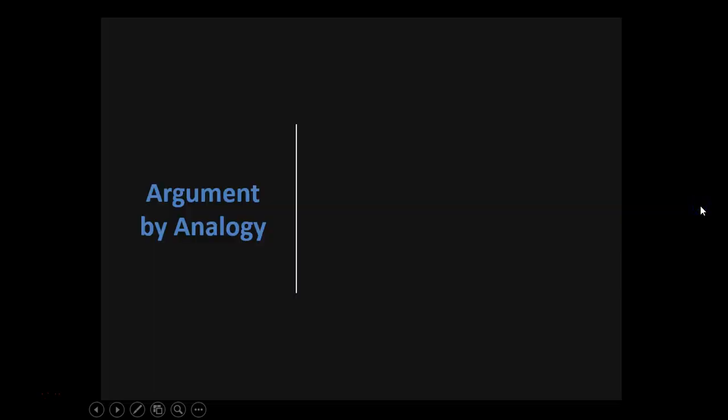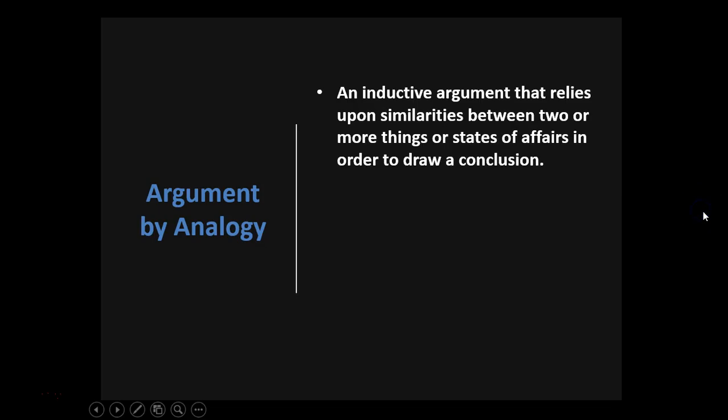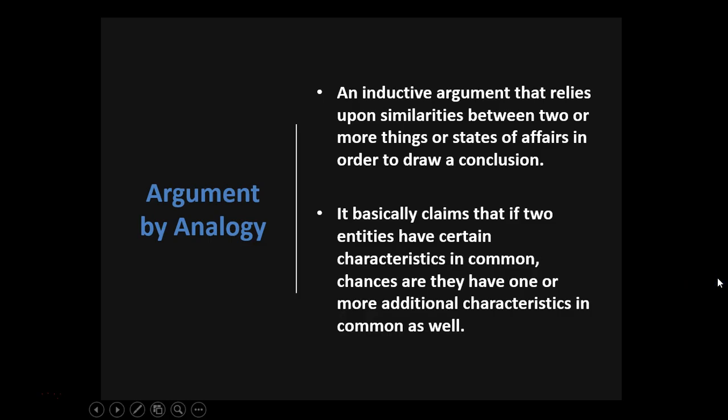Okay. Argument by analogy. That's an inductive argument that relies upon similarities between two or more things or states of affairs in order to draw a conclusion. So it basically claims that if two entities have certain characteristics in common, chances are they have one or more additional characteristics in common as well. So let's look at some examples, the best way to get familiar with these.